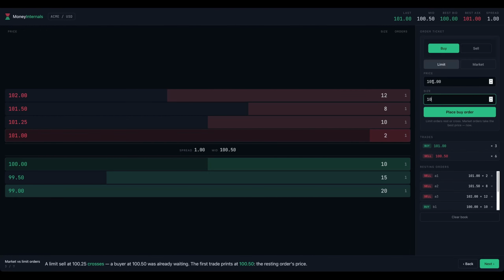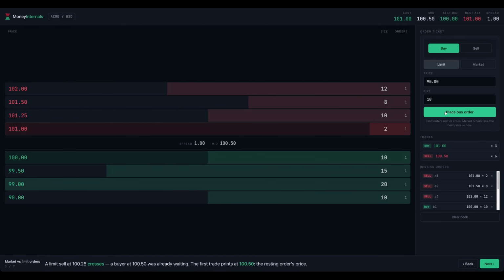So a limit order has two lives. Rest if nobody's there, trade if somebody is. Same instructions, two outcomes, decided entirely by what's already on the book.